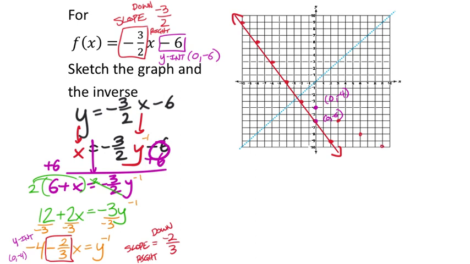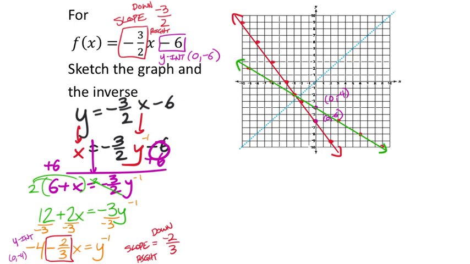I can go to the left as well, so that'd be left 3 up 2, right there. Left 3 up 2, left 3 up 2, left 3 up 2, and we get this line. I'll do this one in green. Yeah, something like this.